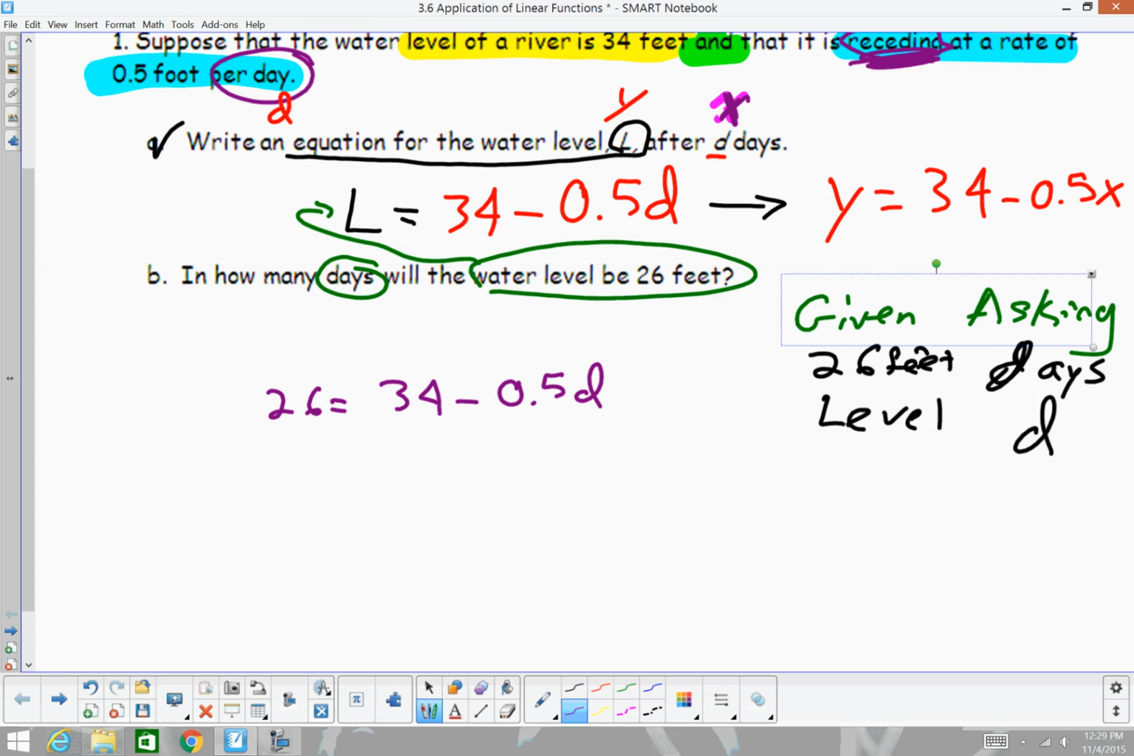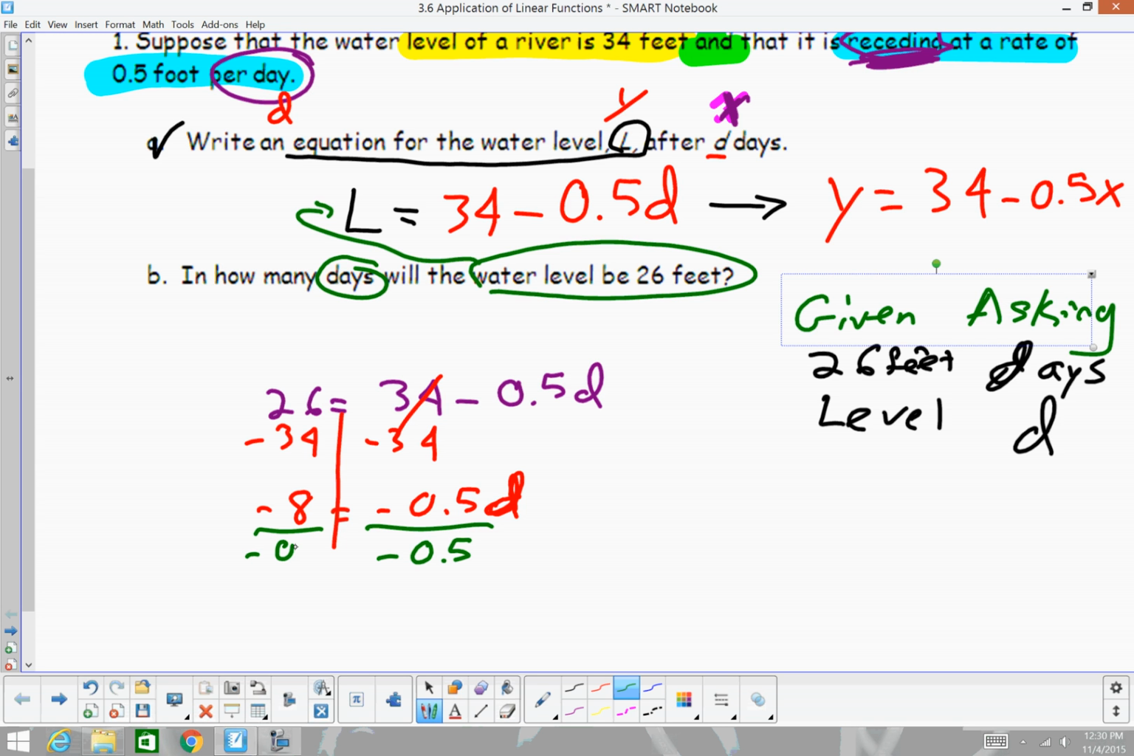Now that looks like a simple multi-step equation that we've worked on for weeks. So the first thing you want to do, if you want to draw your river, subtract 34 from both sides. I'm going to be left with negative 8 equals negative 0.5D. Good. Last step, I'm going to divide both sides by negative 0.5.